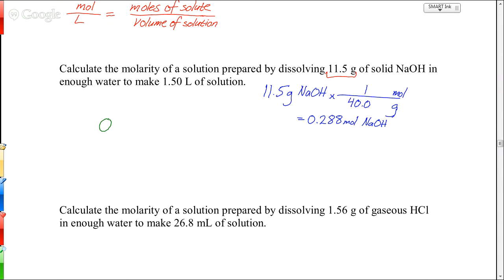So it's 0.288 moles of sodium hydroxide divided by 1.50 liters of solution, which gives us 0.192 molar.